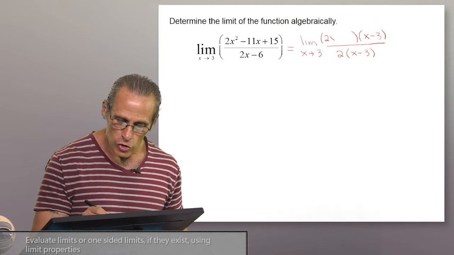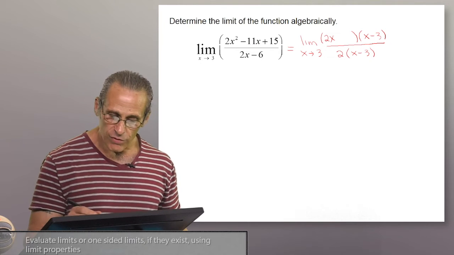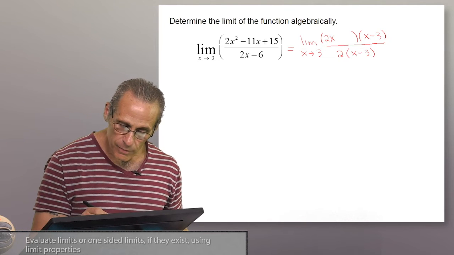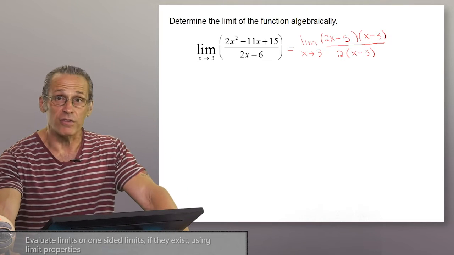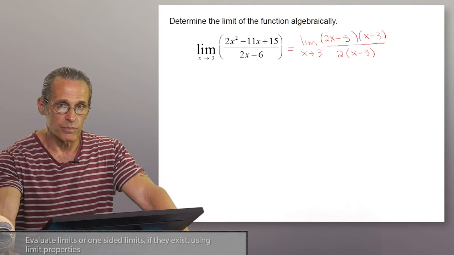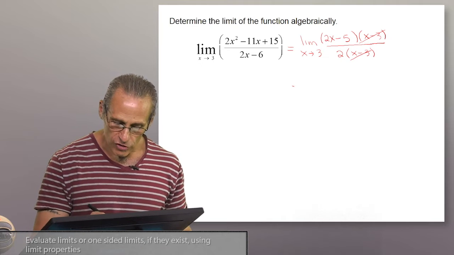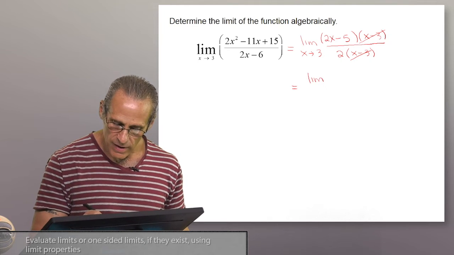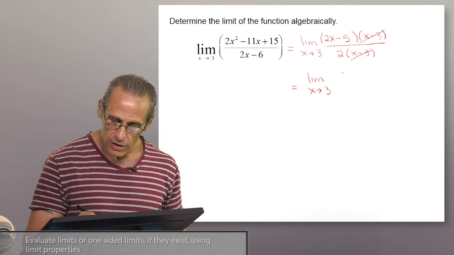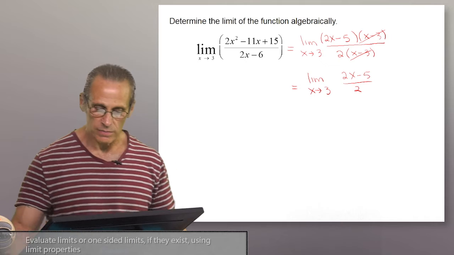x times 2x is 2x squared. And negative 3 times negative 5 is positive 15. And now my middle terms add up to negative 11. Now notice the x minus 3's cancel. So the result is that I have the limit as x approaches 3 of 2x minus 5 divided by 2.